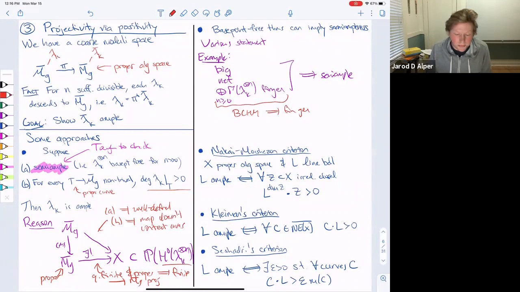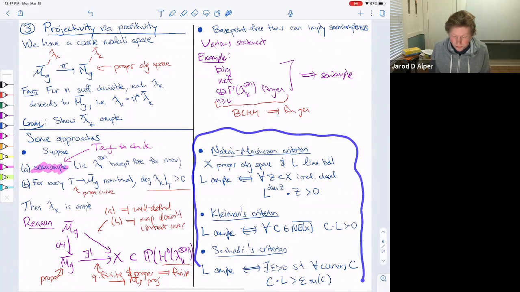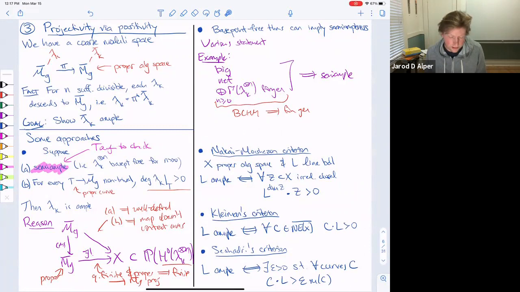And then at the bottom here, I've sketched out other criteria that we have. These are other tools to show ampleness. Maybe you've seen them before, but I've summarized here the Nakai-Moishezon criterion, which says that if X is a proper algebraic space and L is a line bundle, then it's ample if and only if, when you take irreducible closed subvarieties of arbitrary dimension, you get a positive intersection. And this is actually the criterion that will come up in Kollár's method.